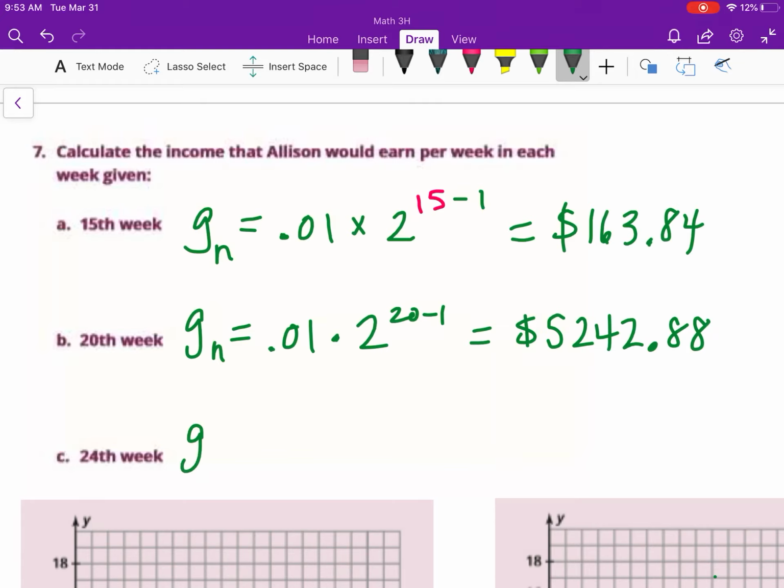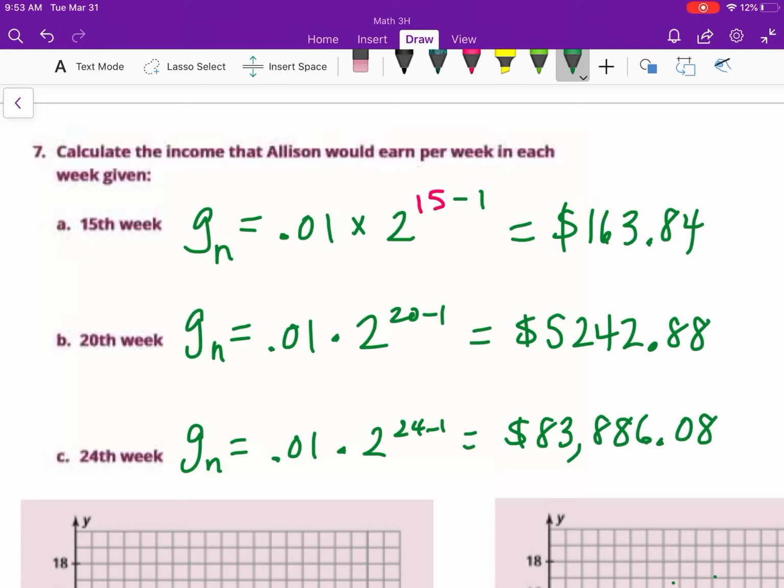And then the 24th week, G sub n equals the penny still times doubling it again to the 24 minus 1. And that gives us, oh my goodness, $83,886.08. That's insanity. After 24 weeks, so 6 months, she's got 83 grand, where the other one is sitting with just $10. It's insane how exponential works so much differently than linear.